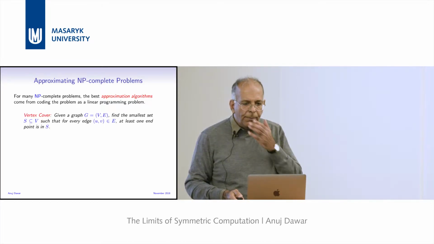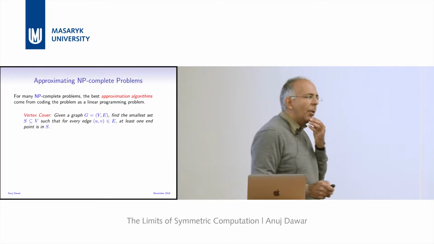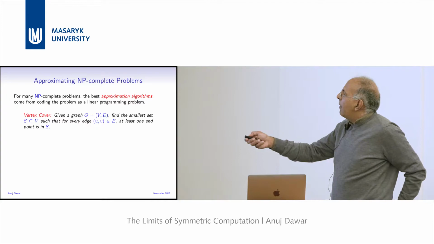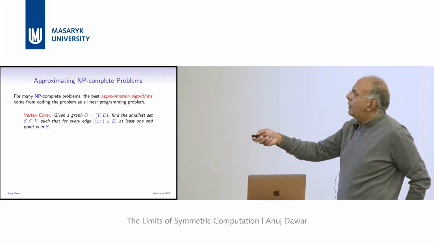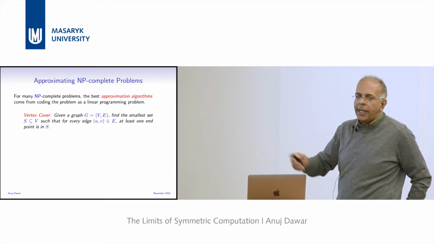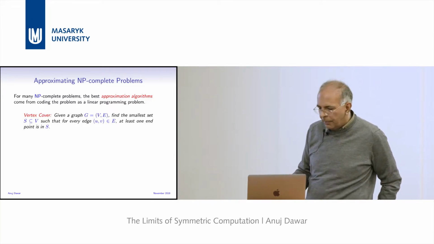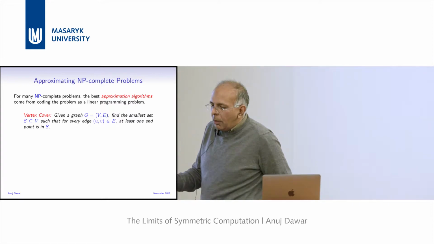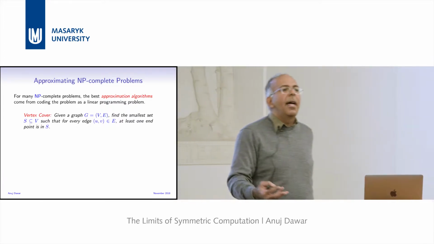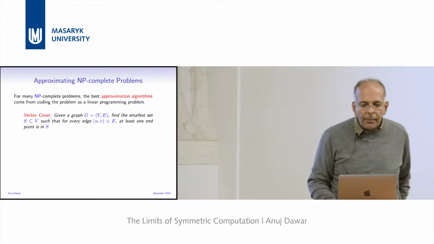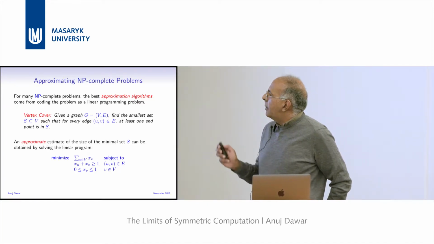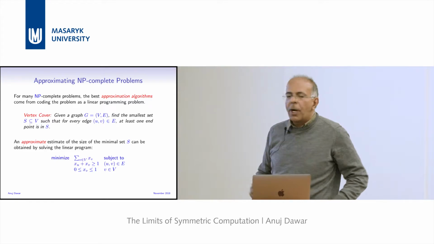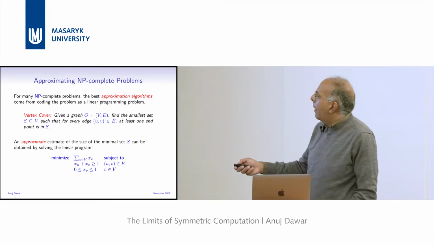So for example, consider the vertex cover problem. Here I'm given a graph, and the problem is to find the smallest set of vertices such that every edge has at least one point in this set. This is what we call a vertex cover. So never mind finding the smallest set, let's say we find the size of the smallest set. One way to do this is to translate it into the following linear program.